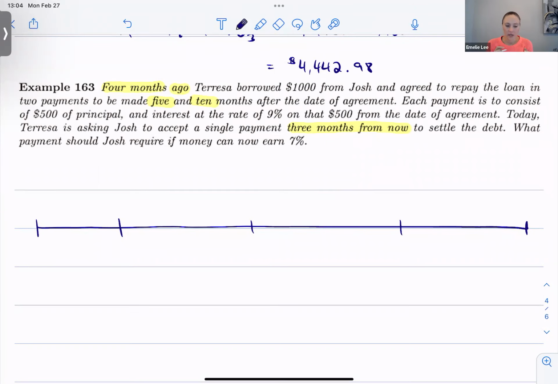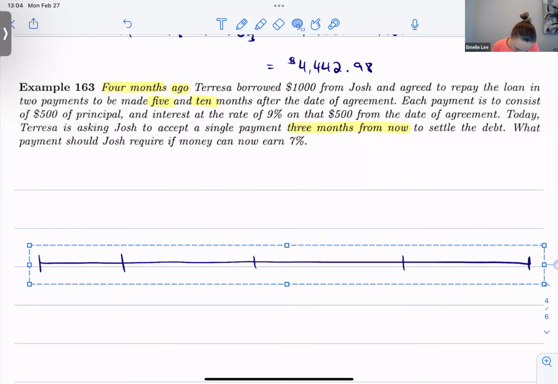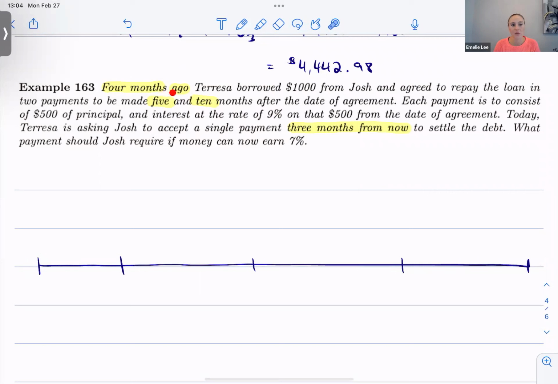Chronologically, okay, 4 months ago, so 4 months from today, and then 2 payments. So the first payment is made 5 months after 4 months ago. So very difficult, right? But you just need to stay calm and sort these out. And if it helps, you could write out the times chronologically first.